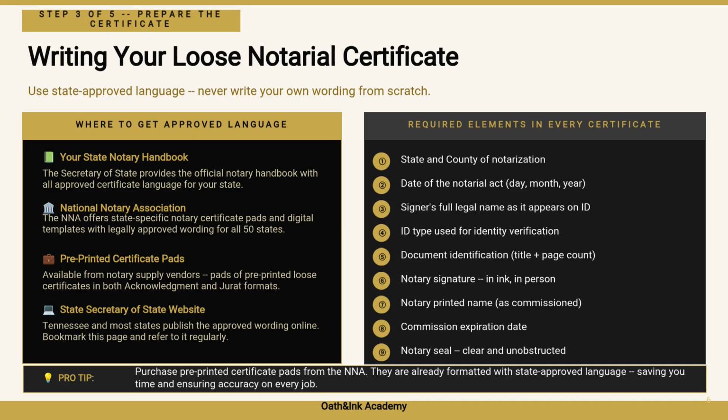Next, every loose certificate you prepare, regardless of document type, must contain 9 elements: the state and county, the date of your notarial act, the signer's full legal name, the ID type used, the document identification, your signature in ink, your printed name, your commission expiration, and your notary seal. One thing to remember is that all 9 of these elements are required. A missing element is a defective certificate.